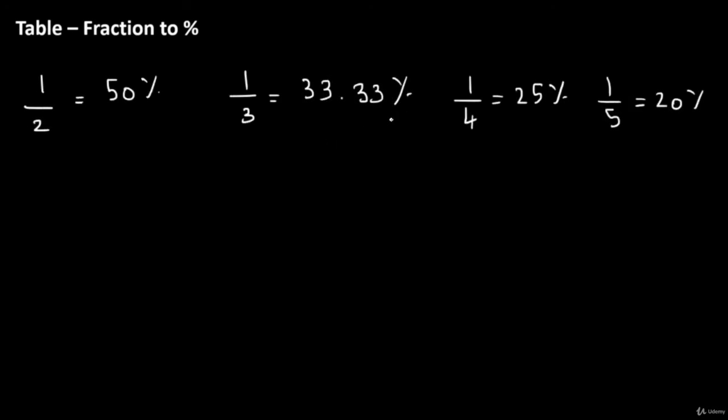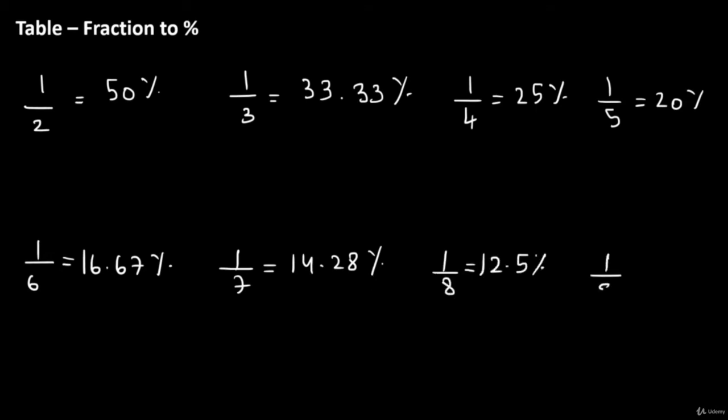Now few of the important conversions between fraction and percentage would be 1 by 2 is 50%, 1 by 3 is 33.33%, 1 by 4 is 25%, 1 by 5 is 20%, and a few more would be 1 by 6, that's 16.67%, 1 by 7 is 14.28%, 1 by 8 is 12.5%, and 1 by 9 is 11.1%. Now it's good to know the reciprocals up to 20, but we'll see that later. Now let's keep it up to 9 for now. Now 1 by 2 is 50%. Remember, what does this mean? This means that 1 by 2 is equal to 50 by 100.